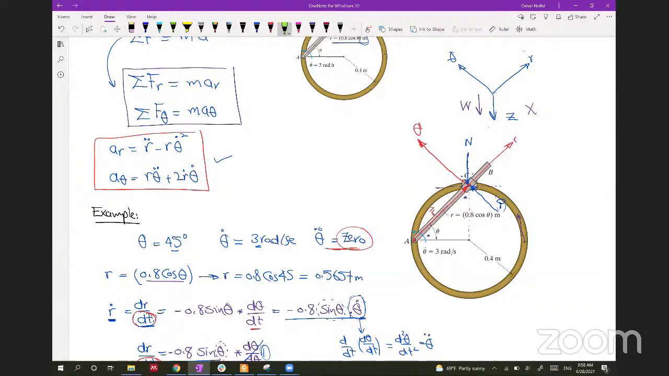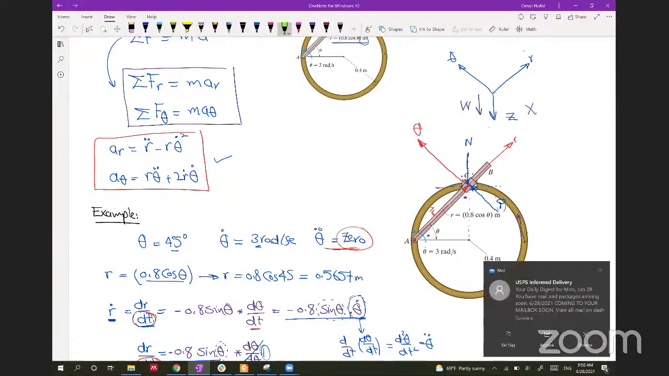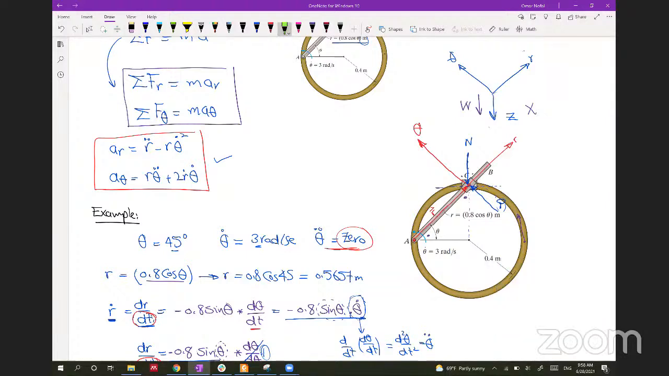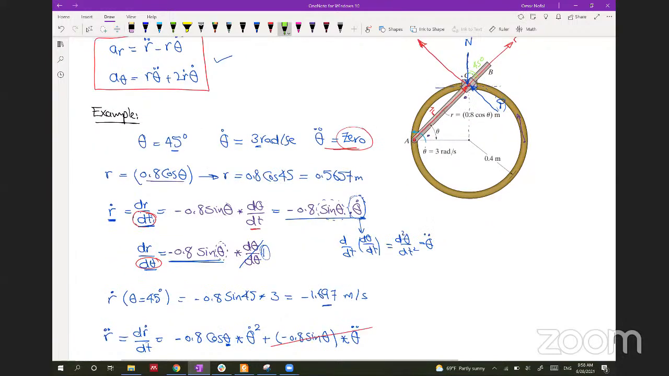But N has a component in the negative r direction and another component in the negative theta direction, because it has an angle of 45 degrees at this location. So let's write the equations.